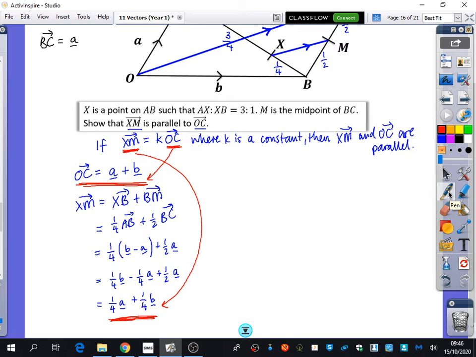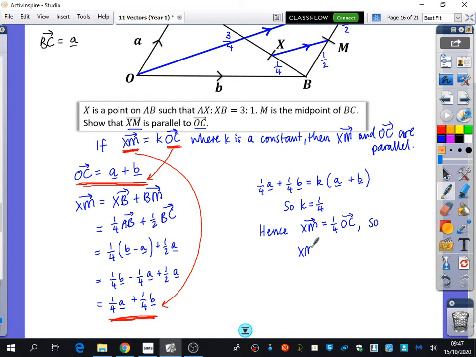So we have that XM is equal to K times OC, and OC is AB. So what do you think K is equal to? K is a quarter, so K equals a quarter, hence XM equals a quarter OC, so XM and OC are parallel.